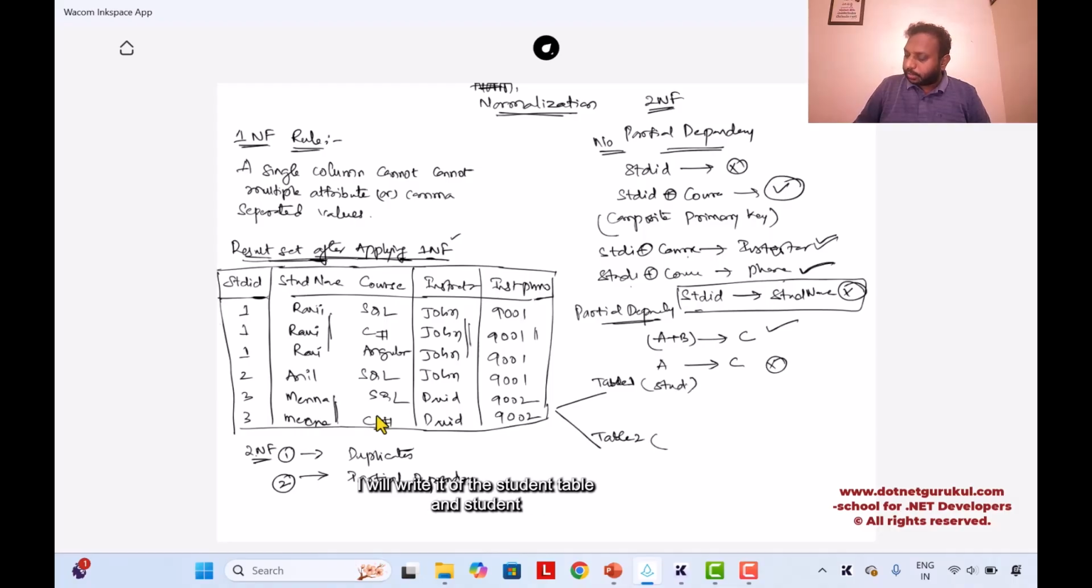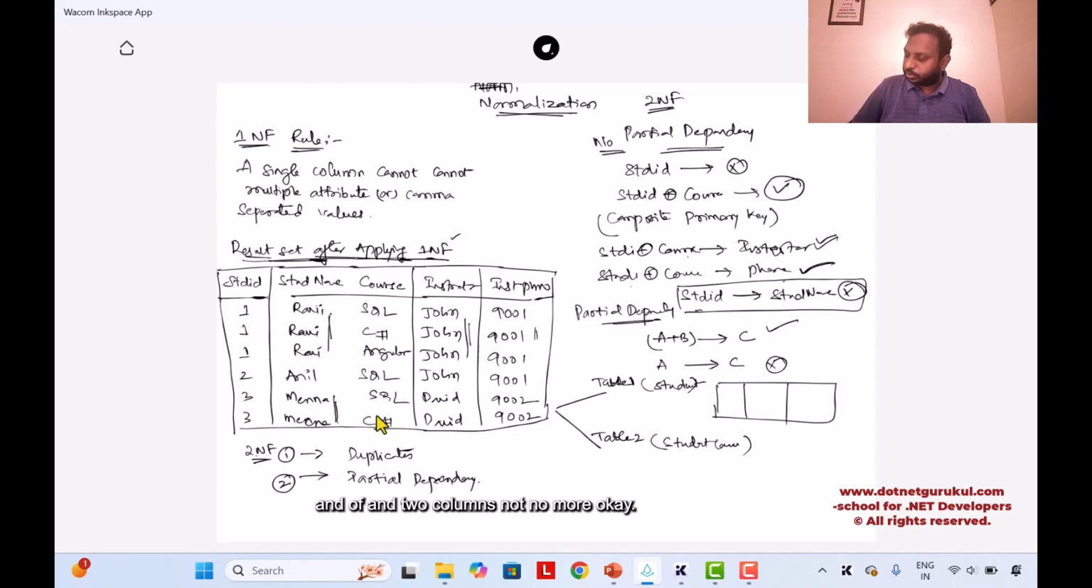Table 1 is the student table, and table 2 is student course. The student table will have two columns, student ID and student name. Student ID is 1, Ravi; 2, Anil; 3, Meena. Okay, I think this space is not enough.